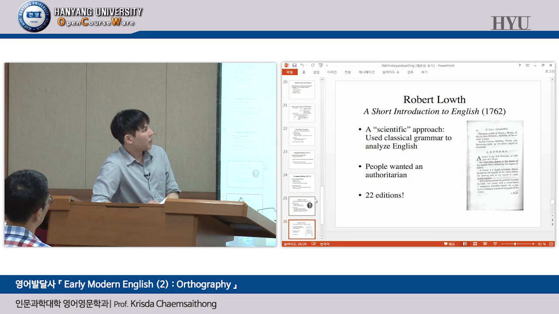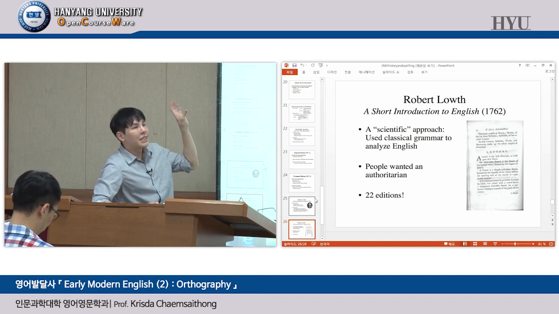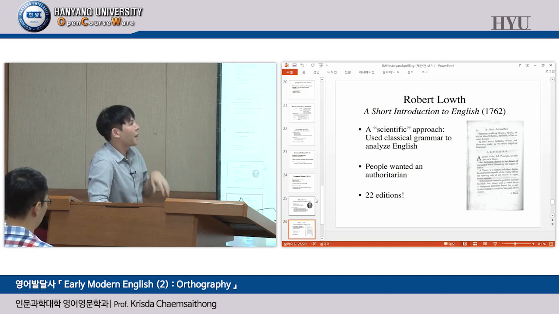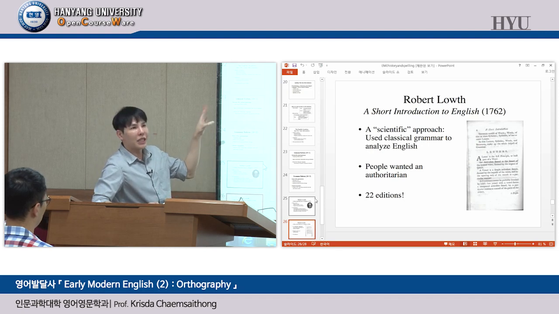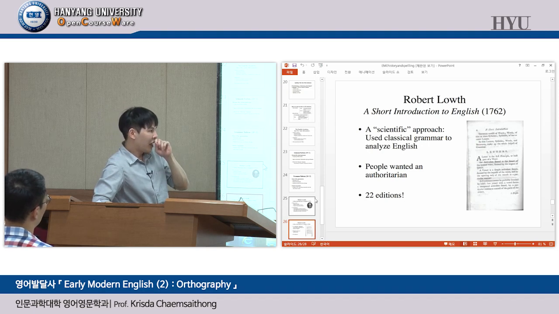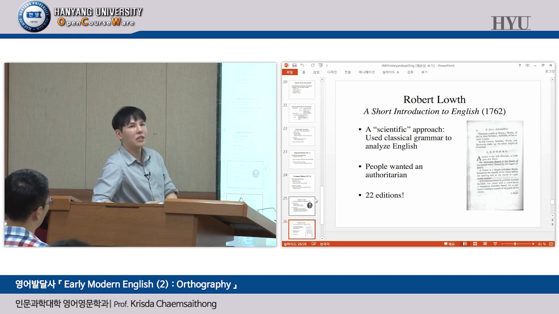So he wrote this manual, A Short Introduction to English, in 1762. He proposed the "scientific", you see scientific in quotation marks, because linguists do not think that it's scientific in any way. Just telling people how to write, how to read, how is that scientific, right? Use classical grammar to analyze English, that's what he meant by saying scientific. Use classical grammar based on Latin and Greek to analyze English. People wanted an authoritarian to tell them how to read and how to write, and this book sold well. 22 editions of the same book within 100 years, within 50 years. So it was a big hit, right?